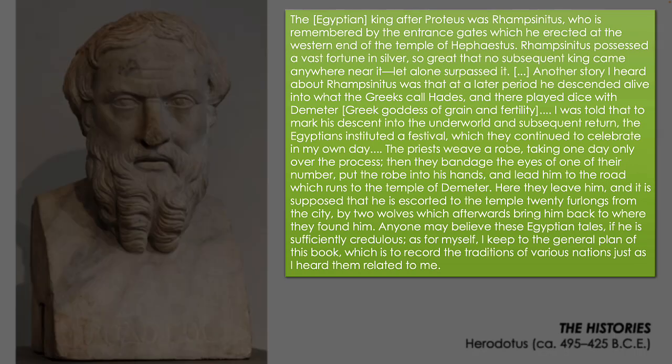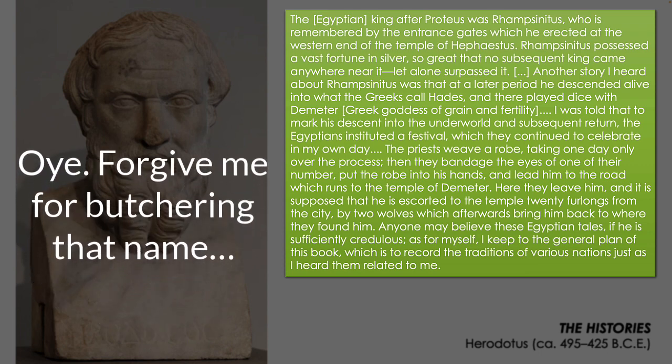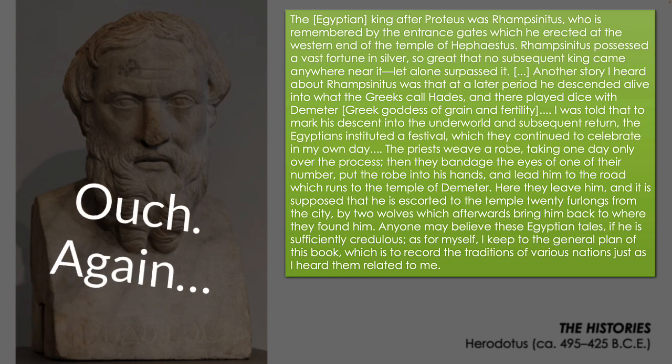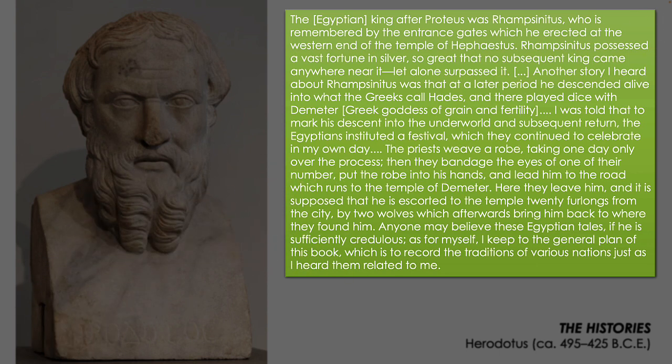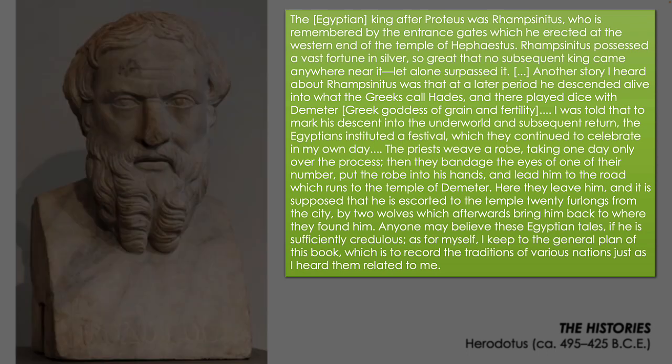He says, the Egyptian king, after Proteus, was Rempsinitus, who is remembered by the entrance gates which he erected at the western end of the temple of Hephaestus. Rempsinitus possessed a vast fortune in silver, so great that no subsequent king came anywhere near it, let alone surpassed it. Another story I heard about Rempsinitus was that at a later period he descended alive into what the Greeks call Hades and there played dice with Demeter. I was told that to mark his descent into the underworld and subsequent return, the Egyptians instituted a festival, which they continued to celebrate in my own day.